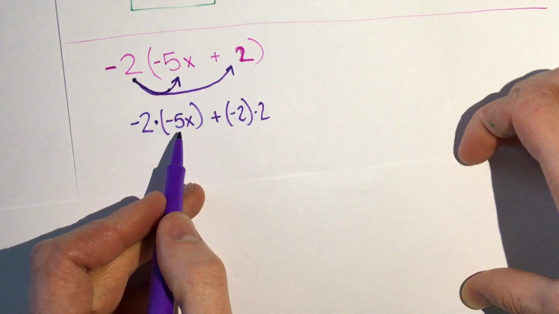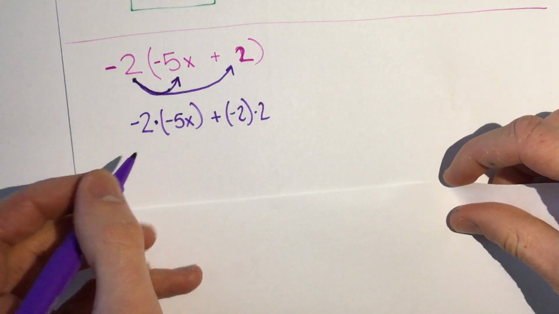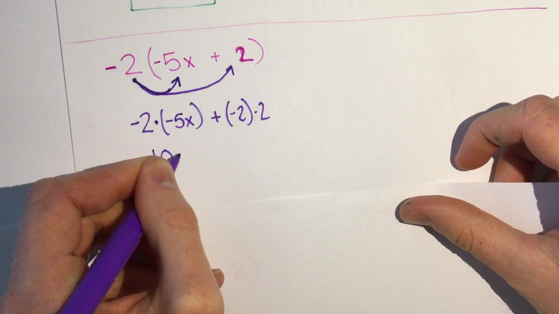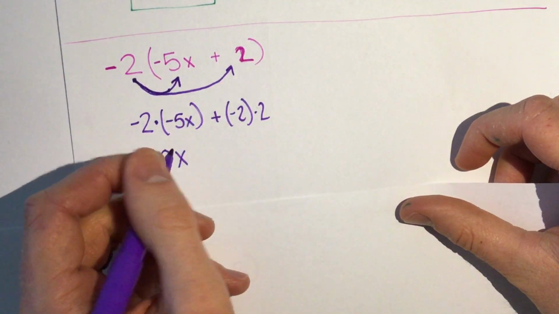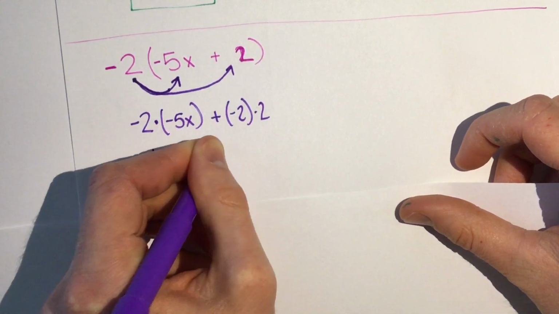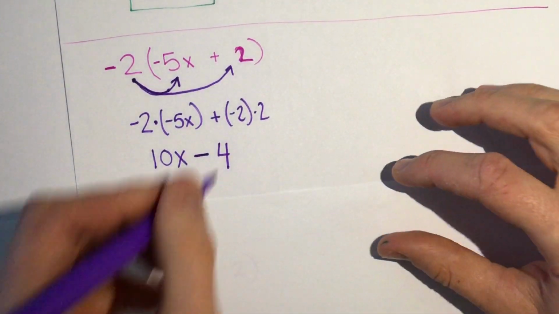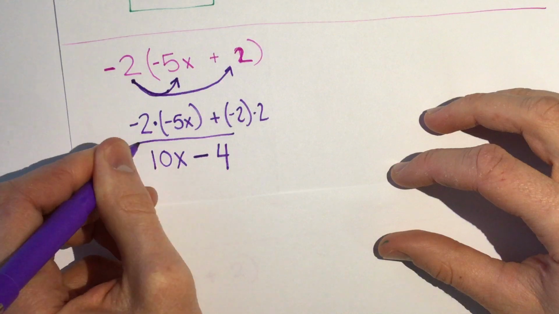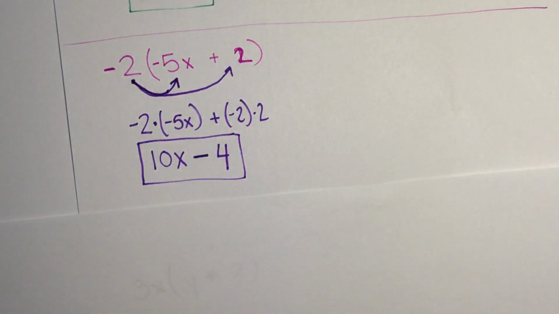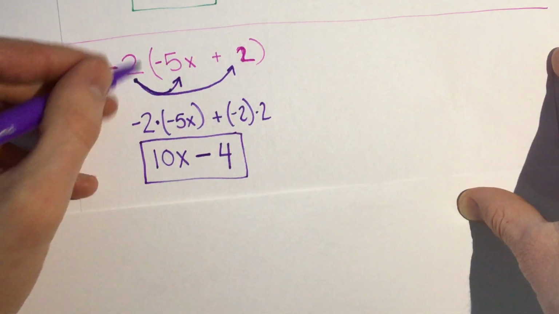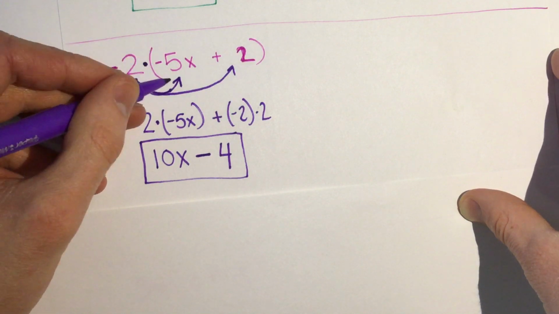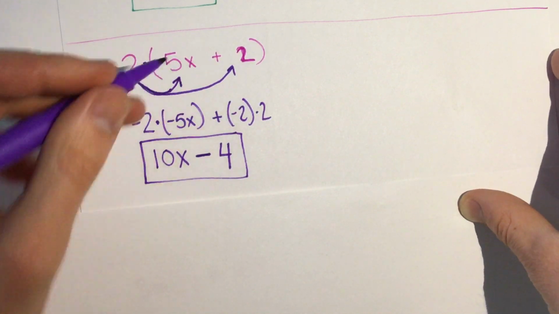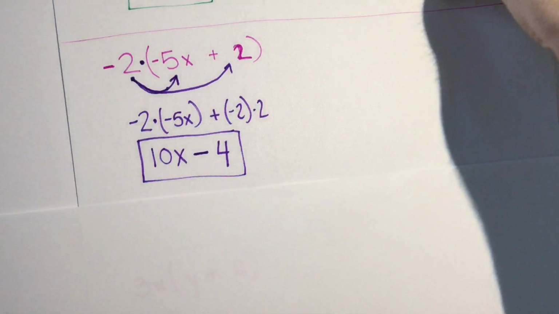Negative 2 times negative 5, a negative times a negative, is positive 10x. Negative 2 times 2 stays negative, so we do minus 4. 10x minus 4 would be our answer. So in all of these, you'll notice we're just taking whatever's in front of the parentheses that's multiplying, and when there's addition inside the parentheses, we multiply it to each part of that parentheses.